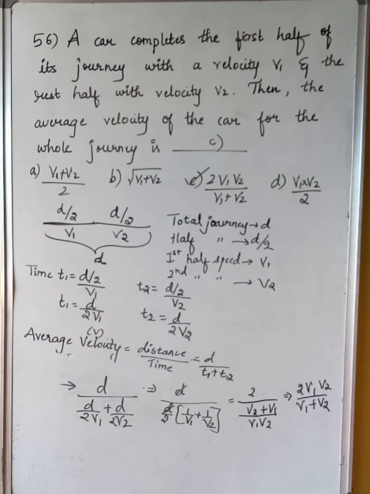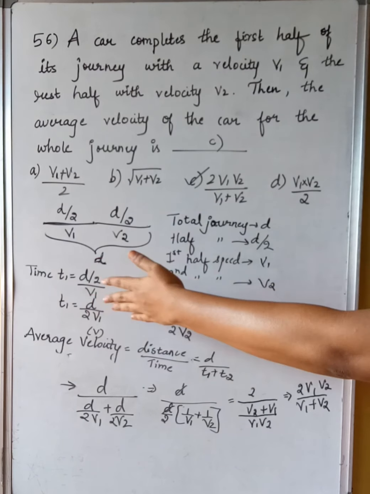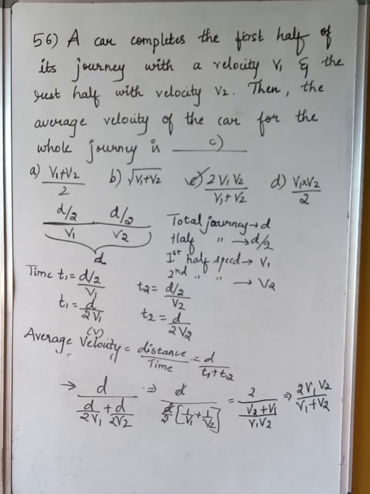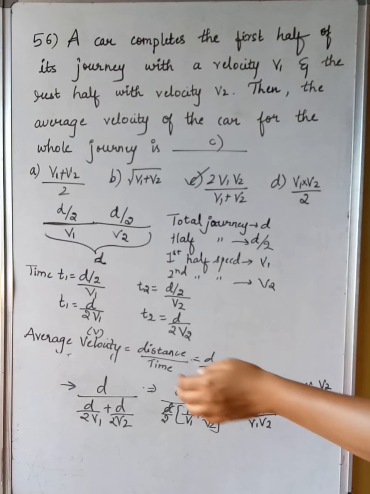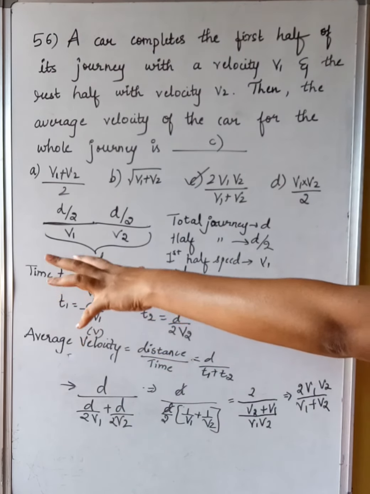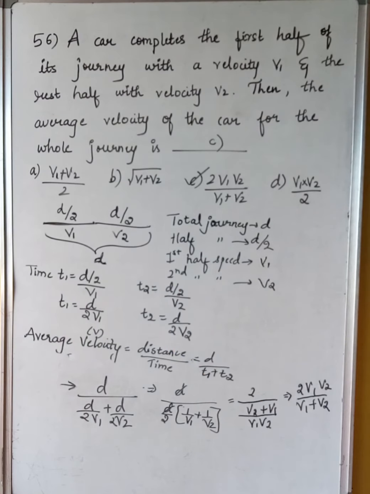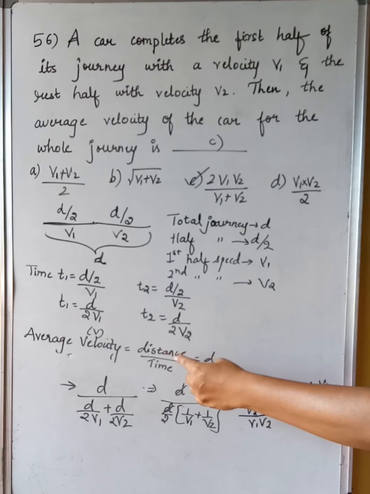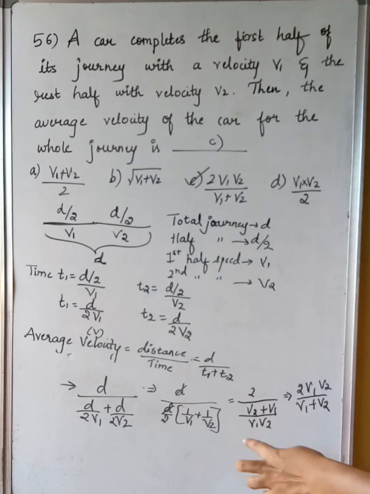We already know the formula for time. It is distance divided by the average speed, whatever we have considered here. So distance divided by average speed, with respect to the first half session and the second half session. And the total average speed is distance divided by time. We'll just substitute the values, simplify, and we'll get the answer. Hope this question is clear to you all.